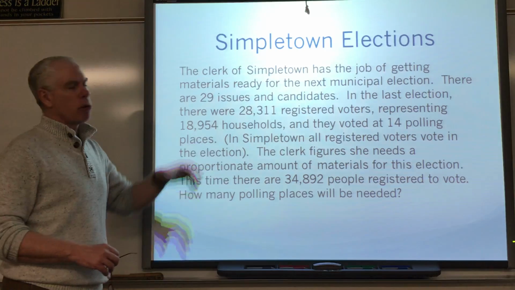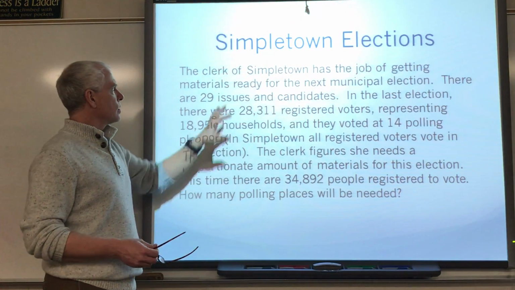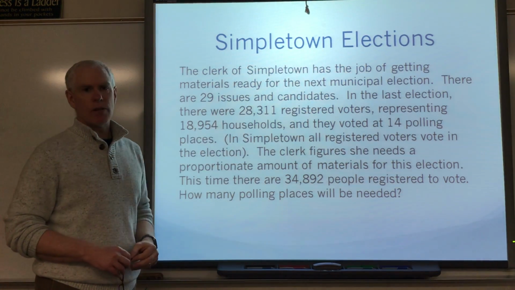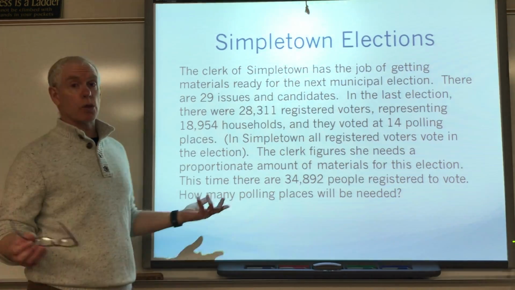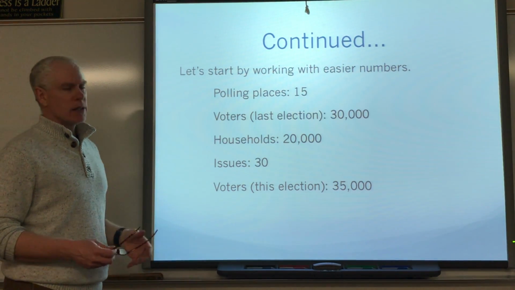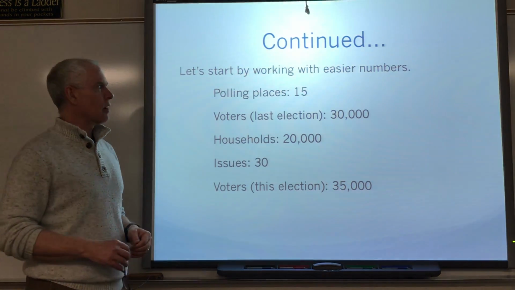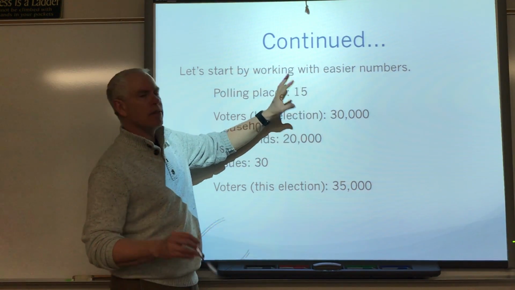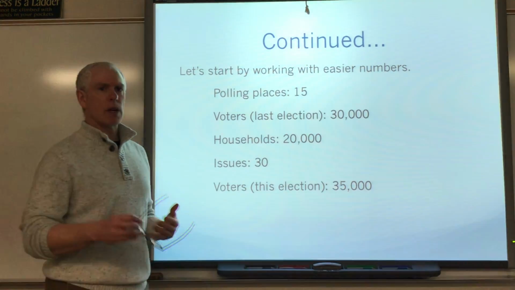Well, we can certainly set up proportions with the numbers we have, but one of the ways to look at a simpler related problem is to make the numbers easier to work with. So instead of 28,311, we could say let's look at 30,000. Instead of 18,954, maybe we look at 20,000. Okay, so if we list them rounded to the nearest 10,000 with the big numbers, we've got a little bit easier way to tackle this. So we know in the last election there were 15-ish polling places with 30,000 voters. Well, now if we have 35,000 voters, how many polling places do we have?